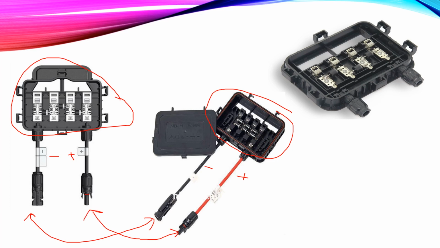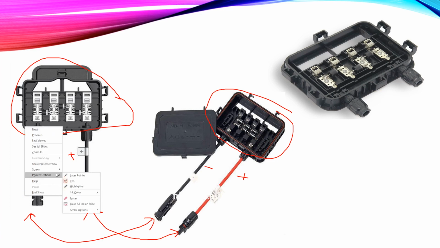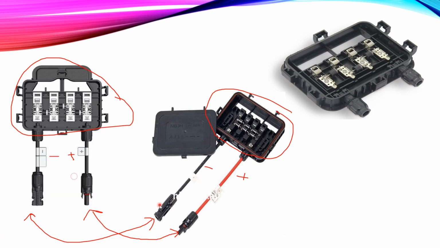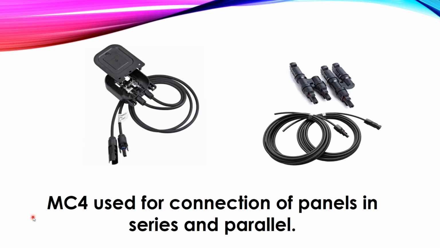But you will find a problem here: the negative here and the negative here, both of them are females. You will see that this negative and this negative are equal to each other, and this one is positive and positive. So how can I connect a positive with another positive, or a negative with another negative? By using the MC4 connectors.